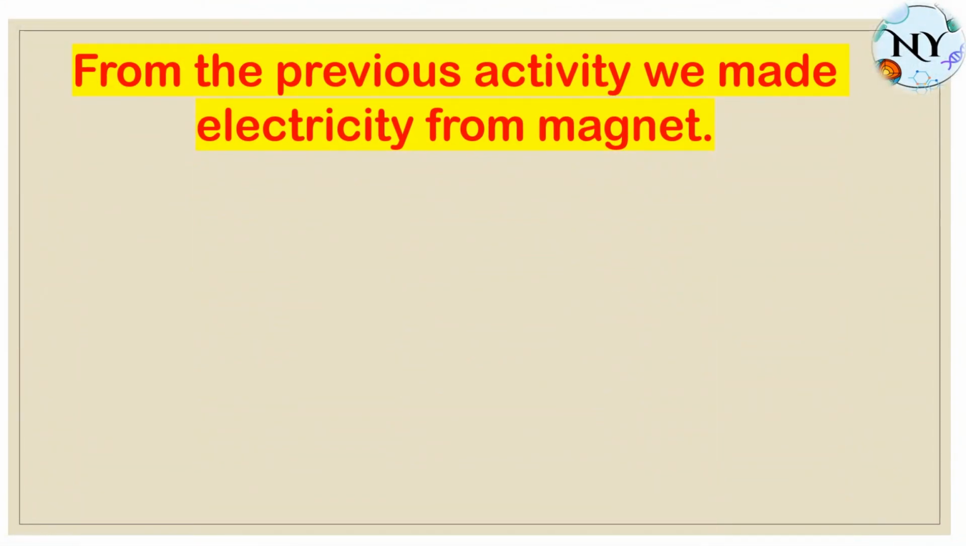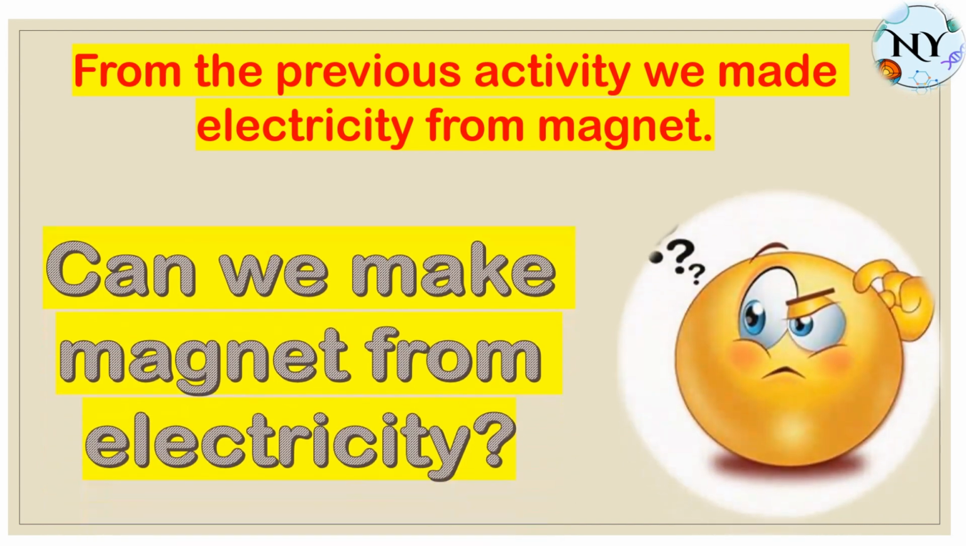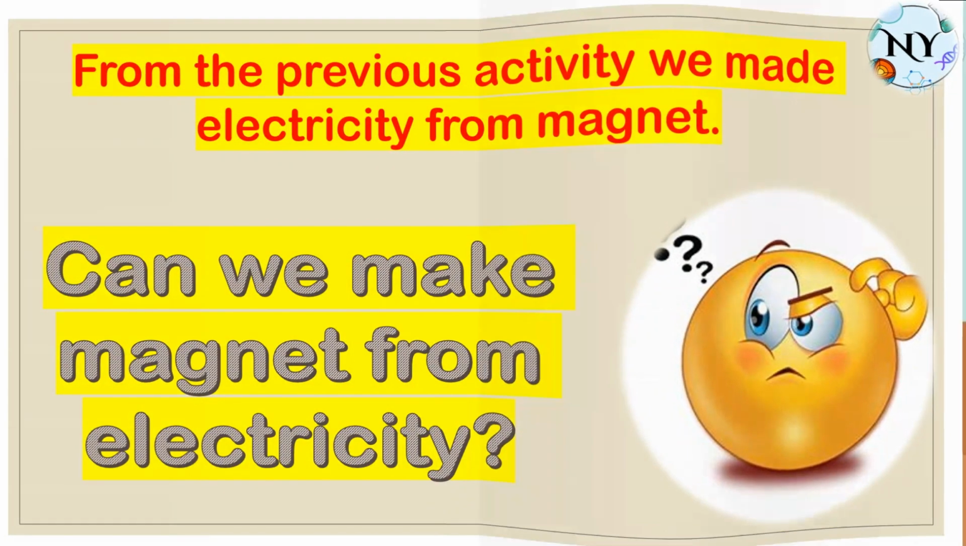So from the previous activity, we made electricity from a magnet. We produce electricity by using a magnet. But we can ask ourselves here, can we make a magnet from electricity? Yeah, I can hear you guys. You said no, of course no. But the correct answer is yes, we can make a magnet from electricity.